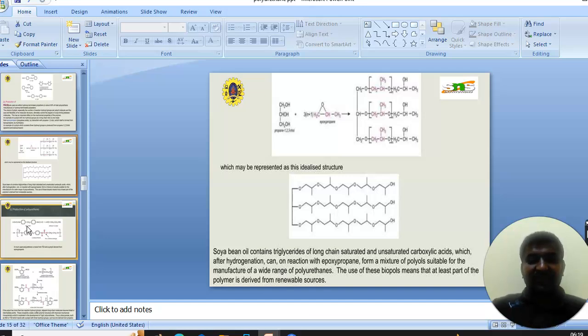Soybean oil contains triglycerides of long chain saturated and unsaturated carboxylates, which after hydrolysis can react with epoxypropane to form a mixture of polyols suitable for the manufacture of a wide range of polyurethanes. The use of these materials means that at least part of the polymer is derived from renewable sources.